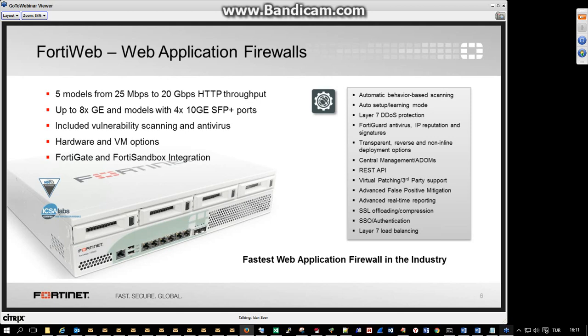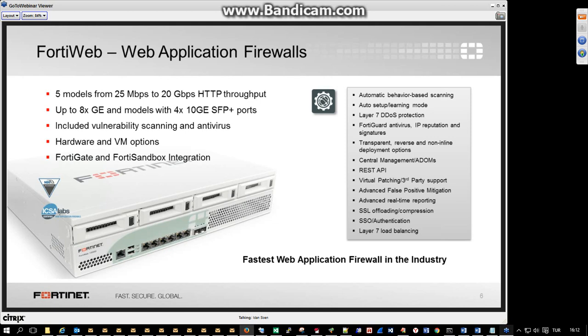So whether you need a small solution, just protecting 1 or 2 applications with not too much traffic, or you need all the way up to 20 gig HTTP throughput. FortiWeb is the fastest solution in the market. We have the fastest hardware out there between all the competition, and I can guarantee you that whatever performance requirements your customers need, we have it.